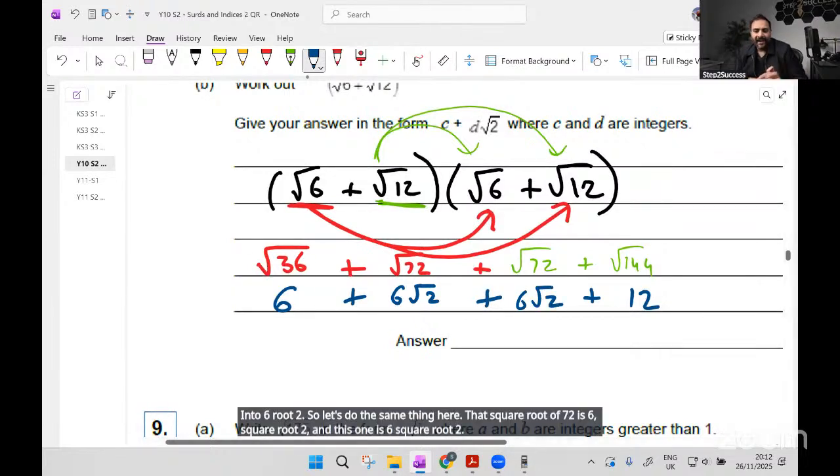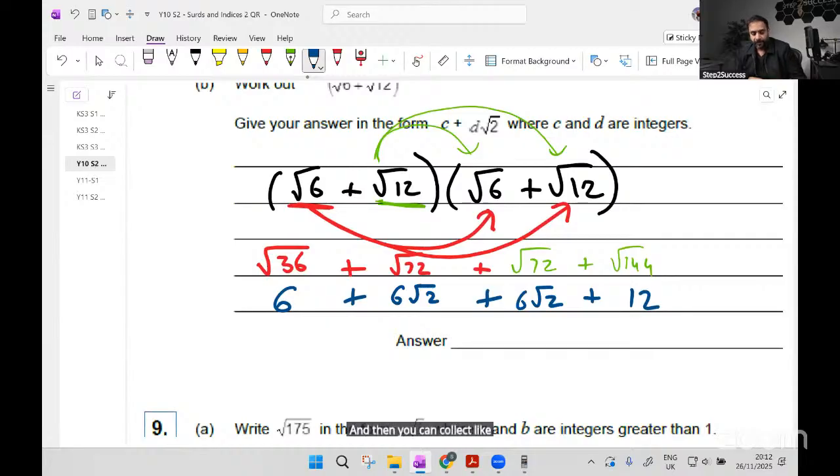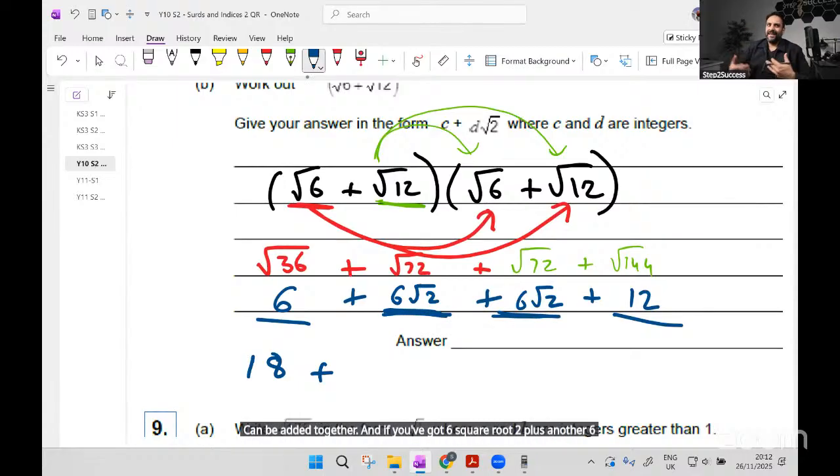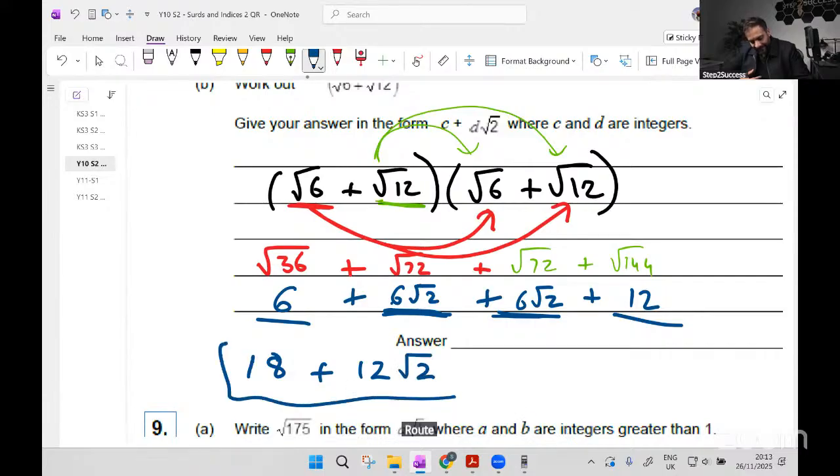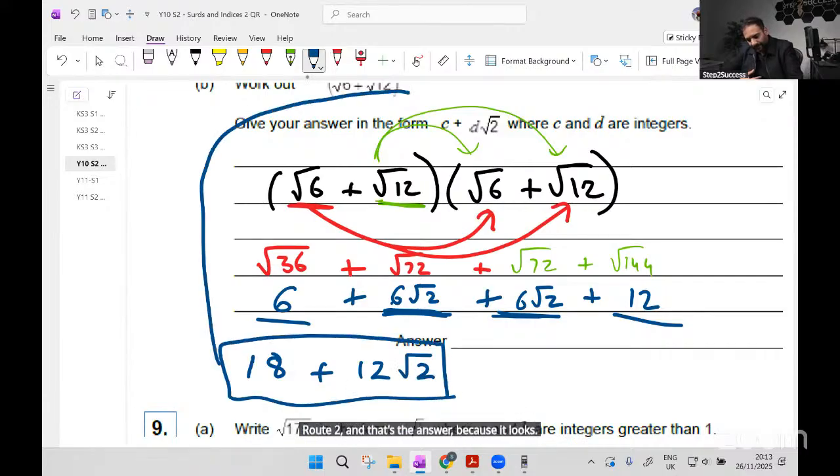And then you can collect like terms together. So numbers like 6 and 12 can be added together. And if you've got 6 square root 2 plus another 6 square root 2, it's just like doing 6x add 6x. You'd make 12x. You just add the outside numbers together. So 12 root 2, and that's the answer because it looks like that, doesn't it?